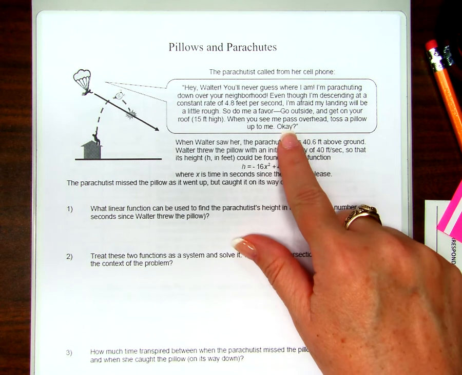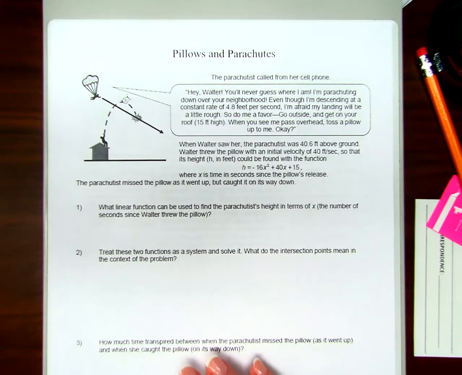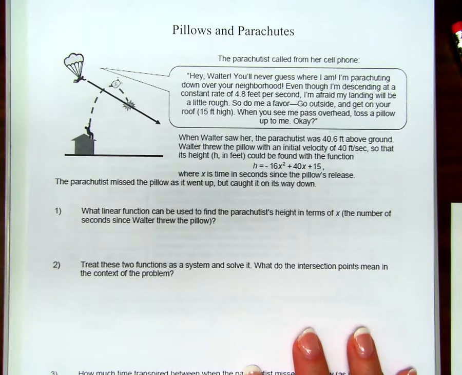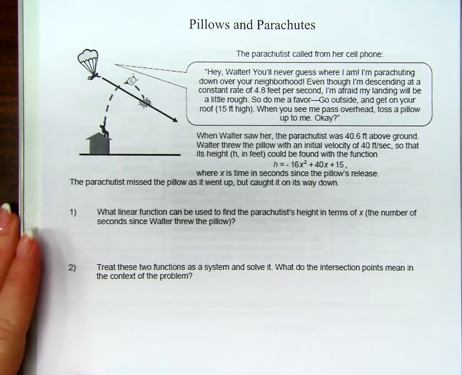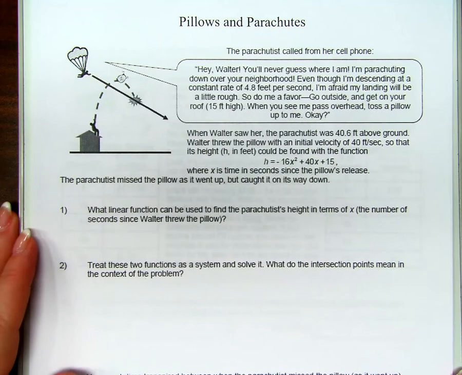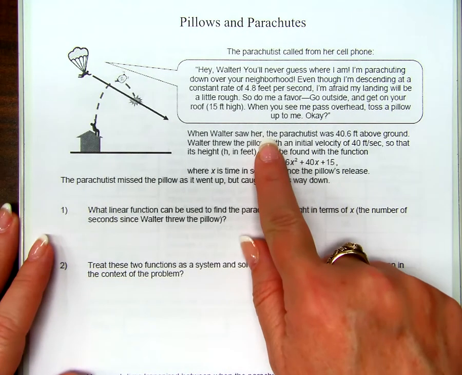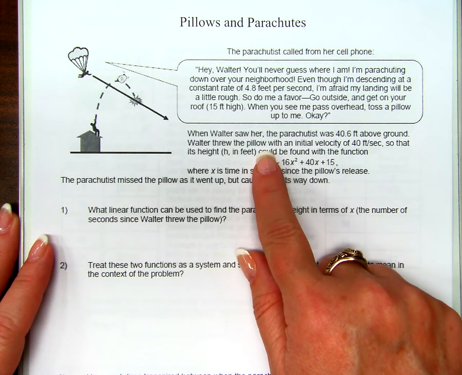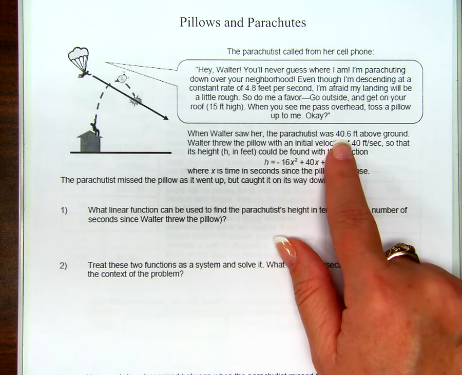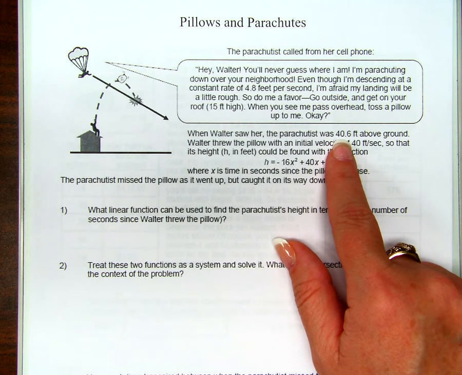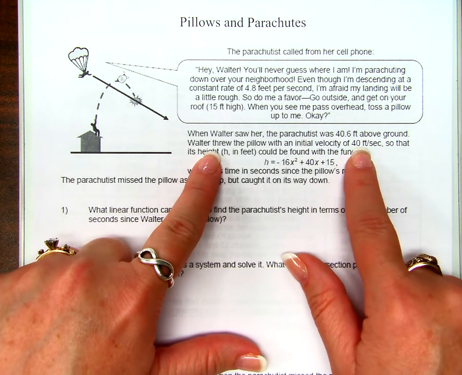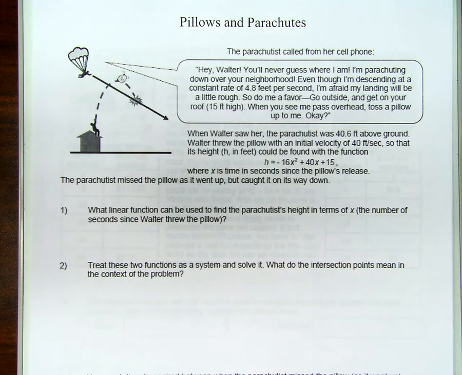Okay? When Walter saw her, after all of these problems that she's gone through, jumping out of a plane, getting on her cell phone, he throws her the pillow. Oh, we also know this. She was 40.6 feet above the ground when he saw her. Okay, is that important? Maybe, right? Walter threw the pillow with an initial upward velocity of 40 feet per second.